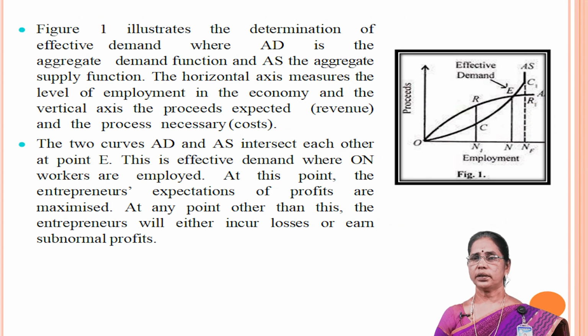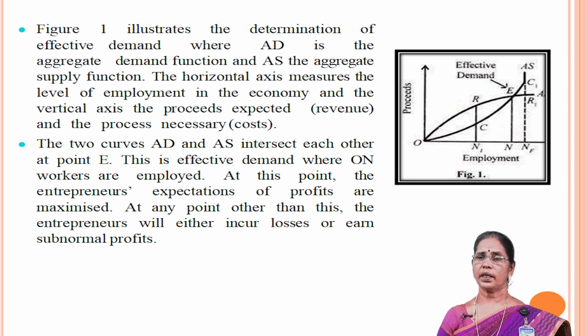Now let's illustrate the determination of effective demand, where AD is the aggregate demand function and AS is the aggregate supply function. The horizontal axis measures the level of employment in the economy and the vertical axis measures proceeds expected, revenue and the necessary cost.